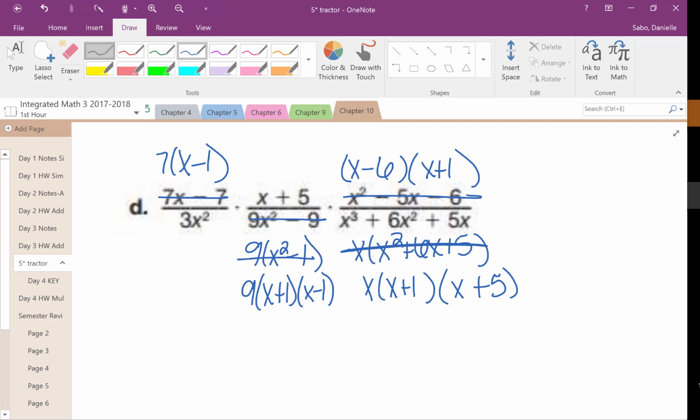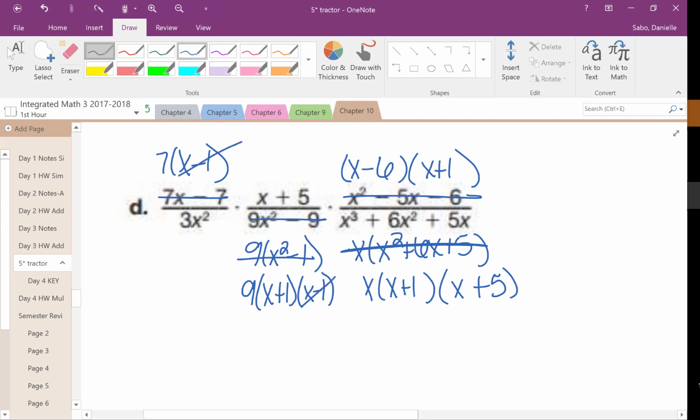I like crossing off. Okay, so now let's do the fun part. Do every single piece. Is there a 7 on the bottom? No, I don't see a 7. What about x minus 1? Yes. Goodbye. See ya.